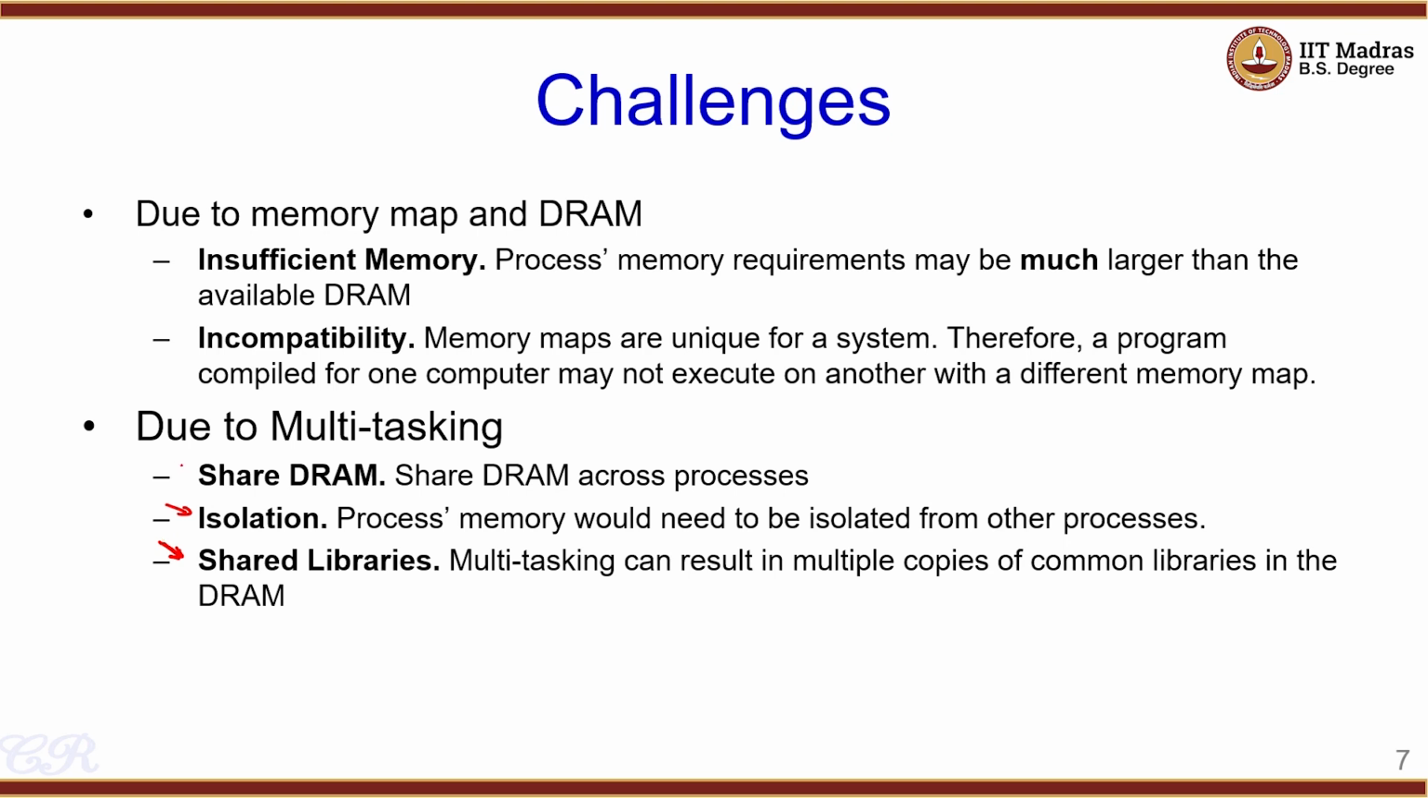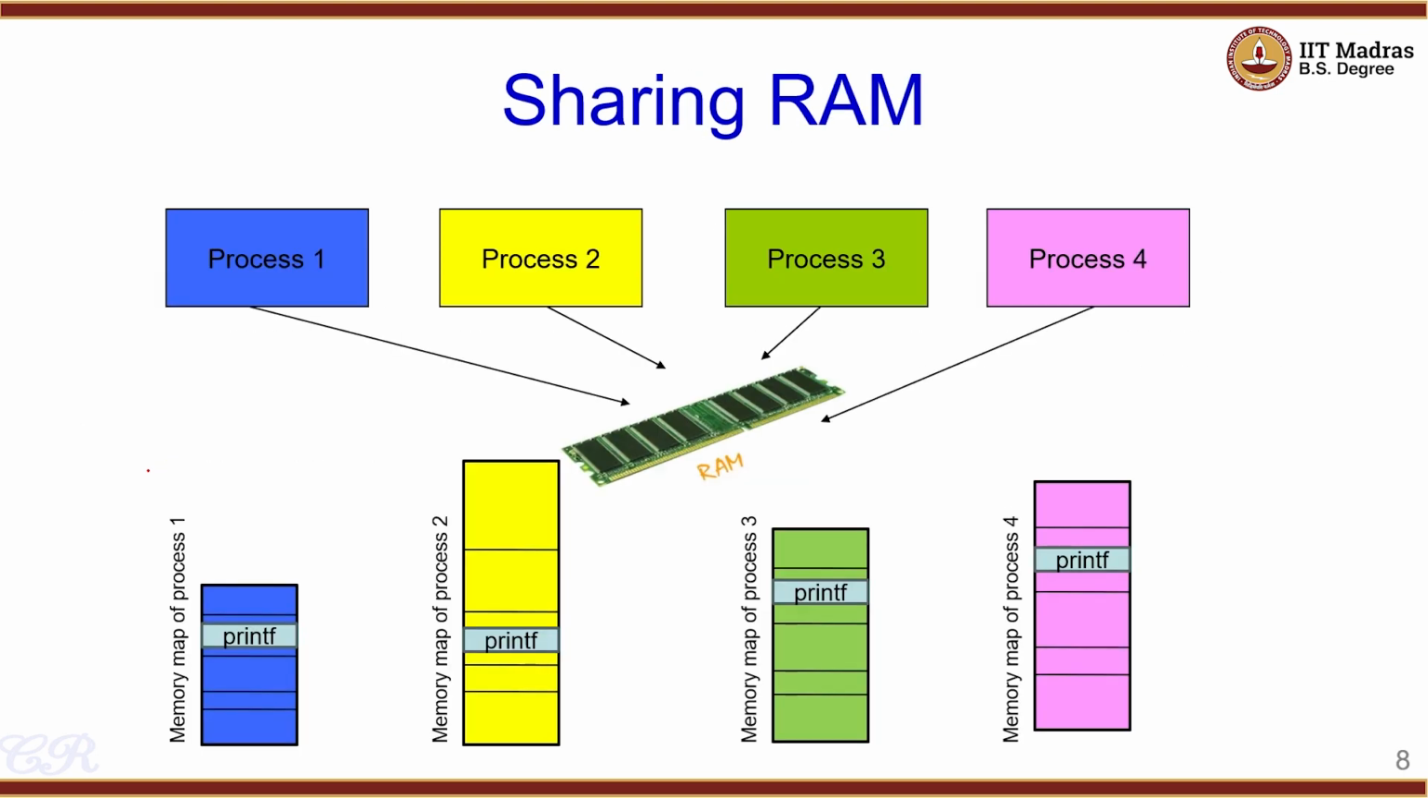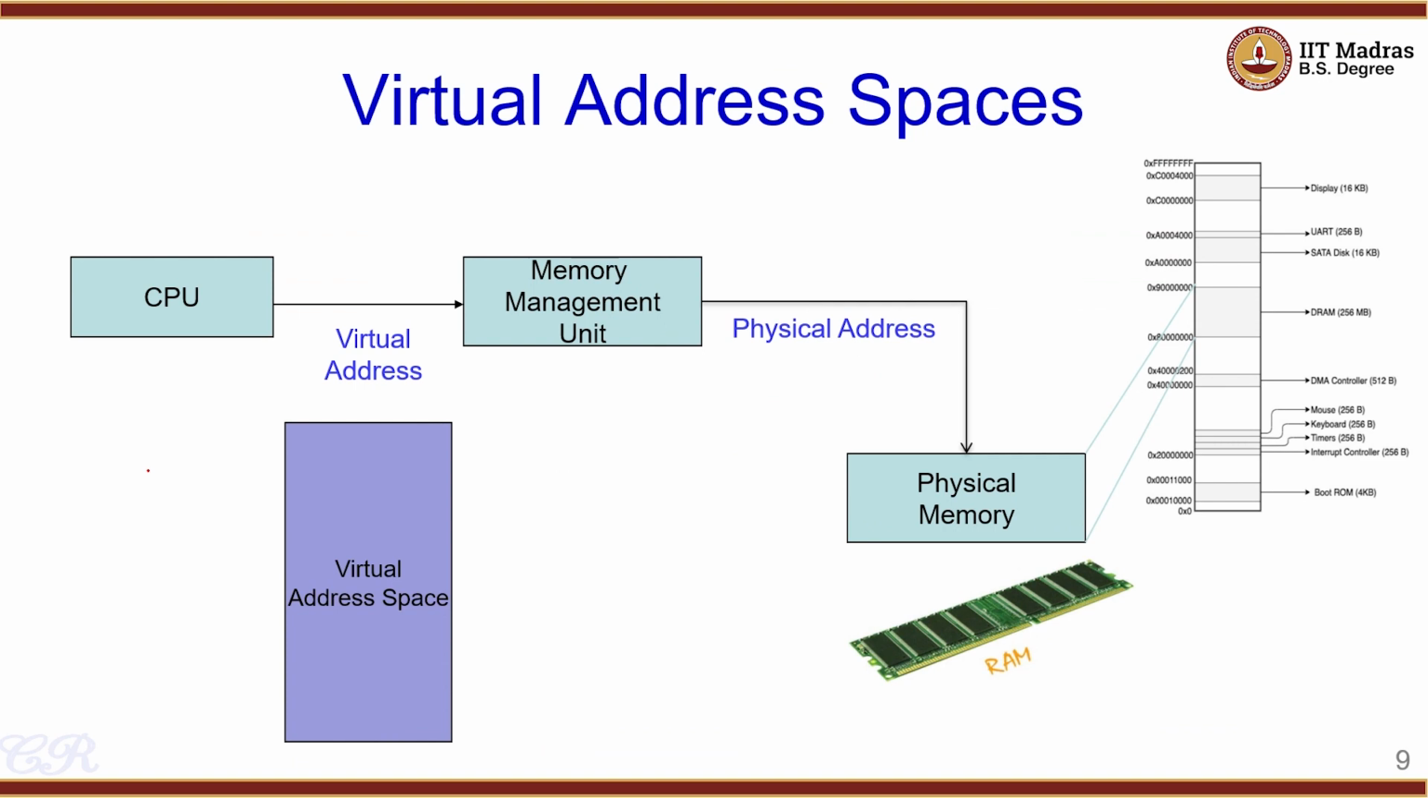And of course there is this third point, that we have this one DRAM and somehow we need to share this DRAM across multiple processes. Okay, so let's see what current computers do, right? Current computers essentially make use of something known as virtual address spaces, right?